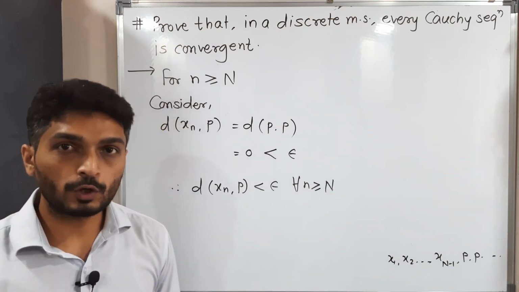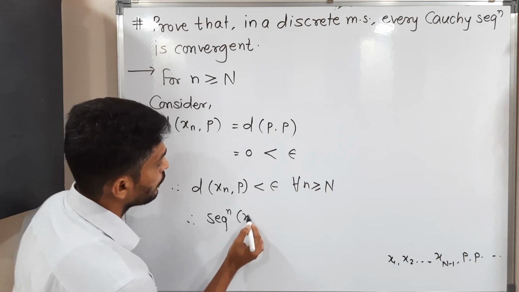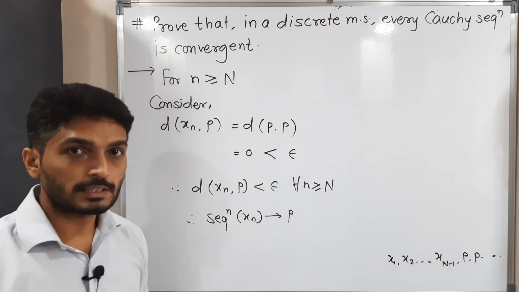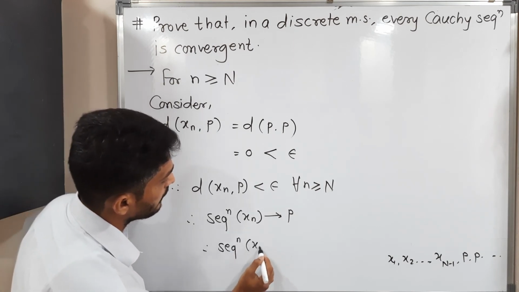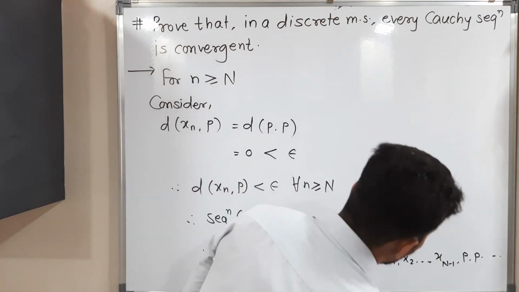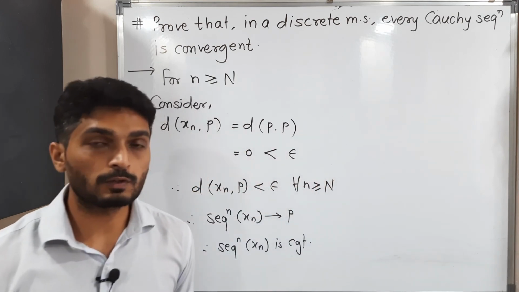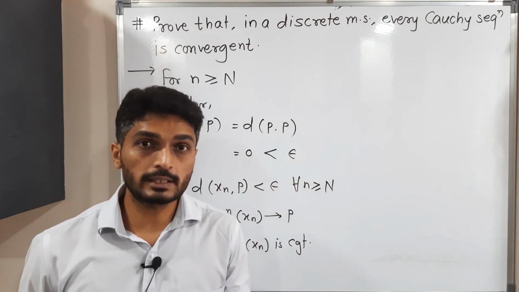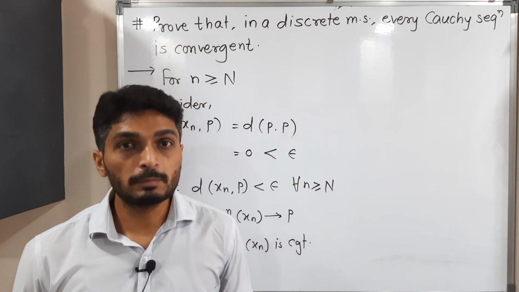This is the definition of a convergent sequence. Therefore, the sequence xn converges to p. Therefore, the sequence xn is convergent. Let me remove this one, it is not required now. So we have taken one Cauchy sequence of that discrete metric space and we proved that it is convergent. Therefore, every Cauchy sequence is convergent in a discrete metric space.